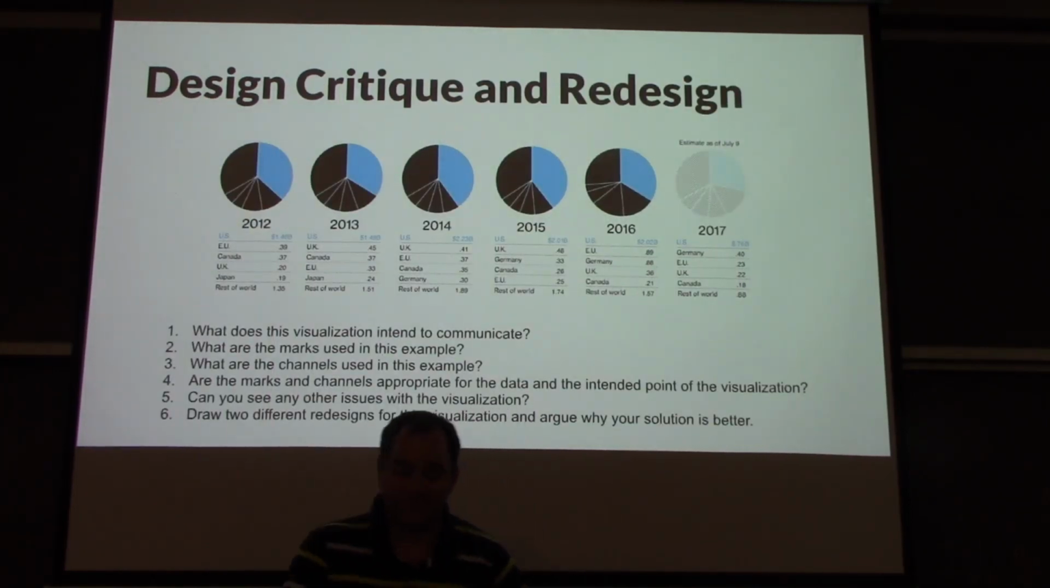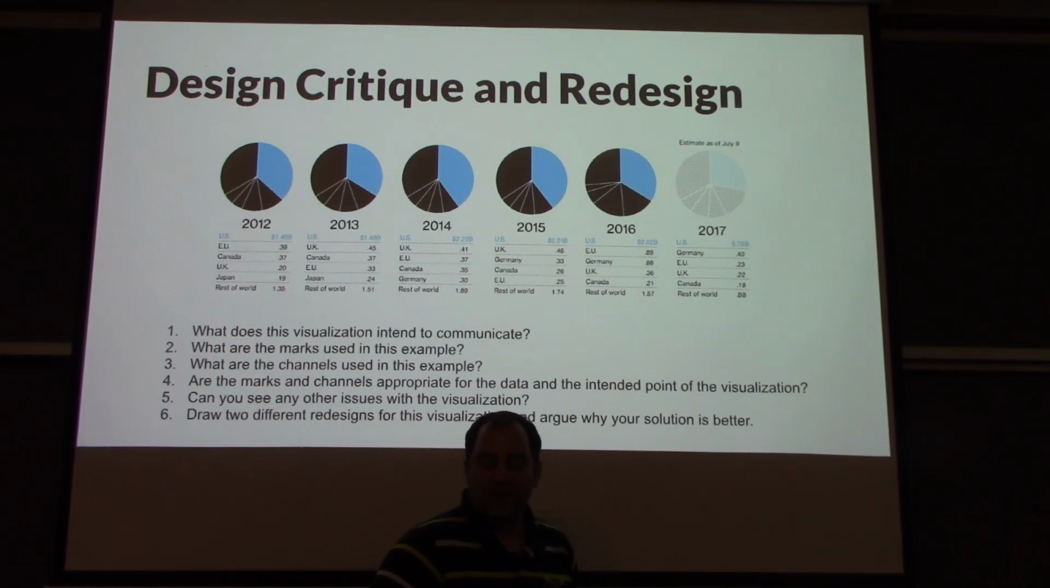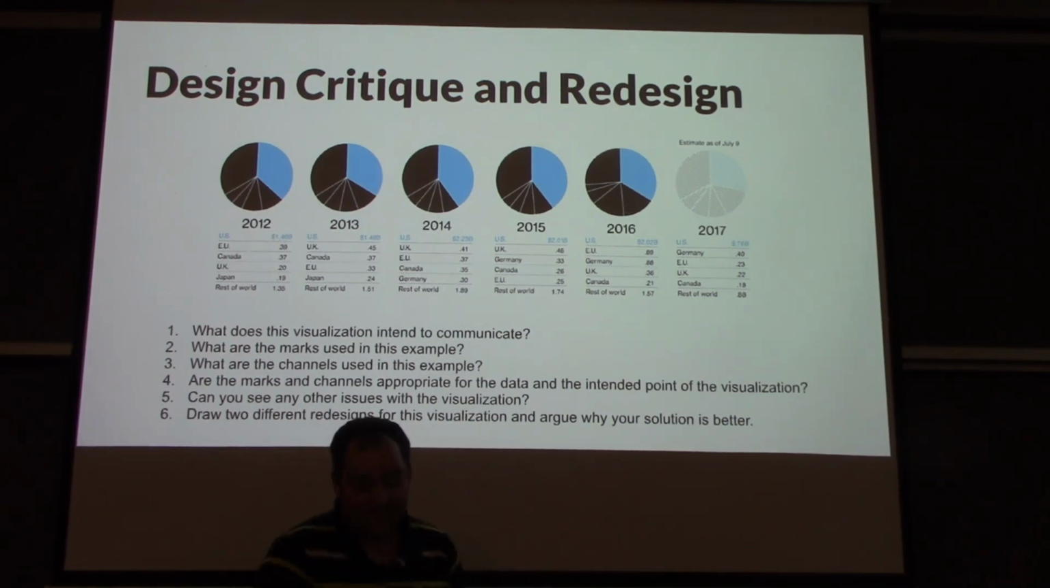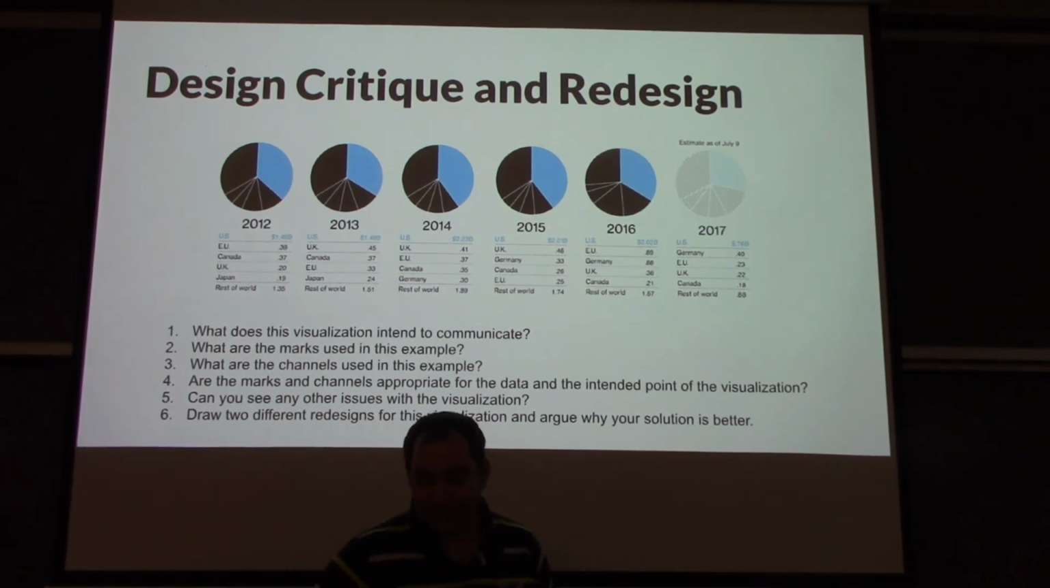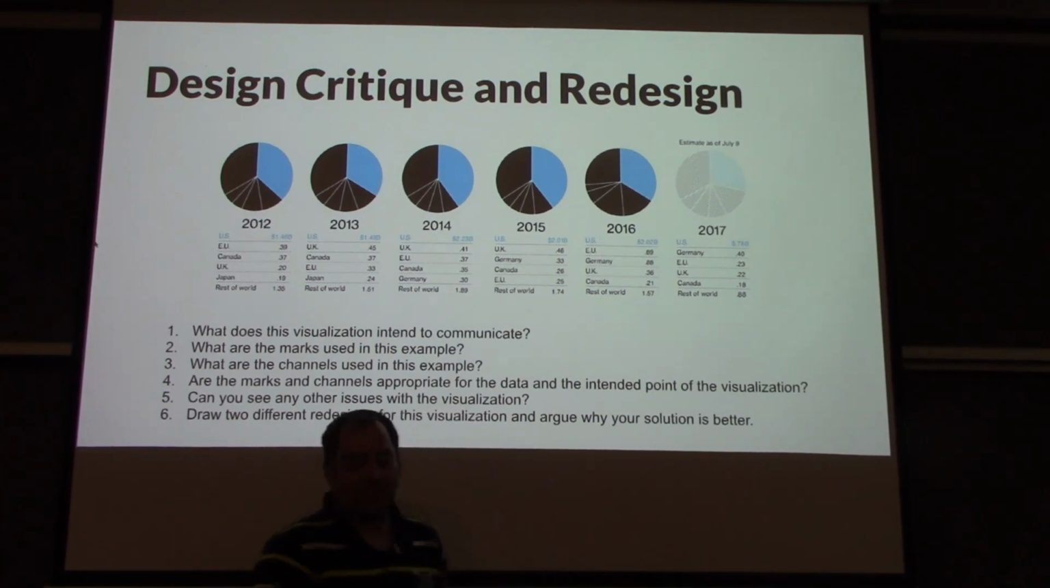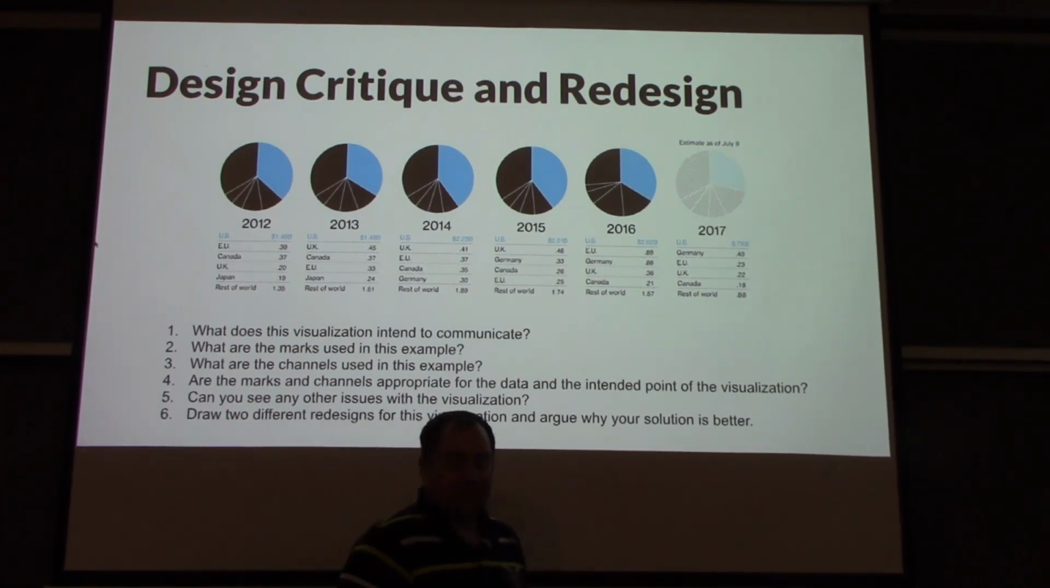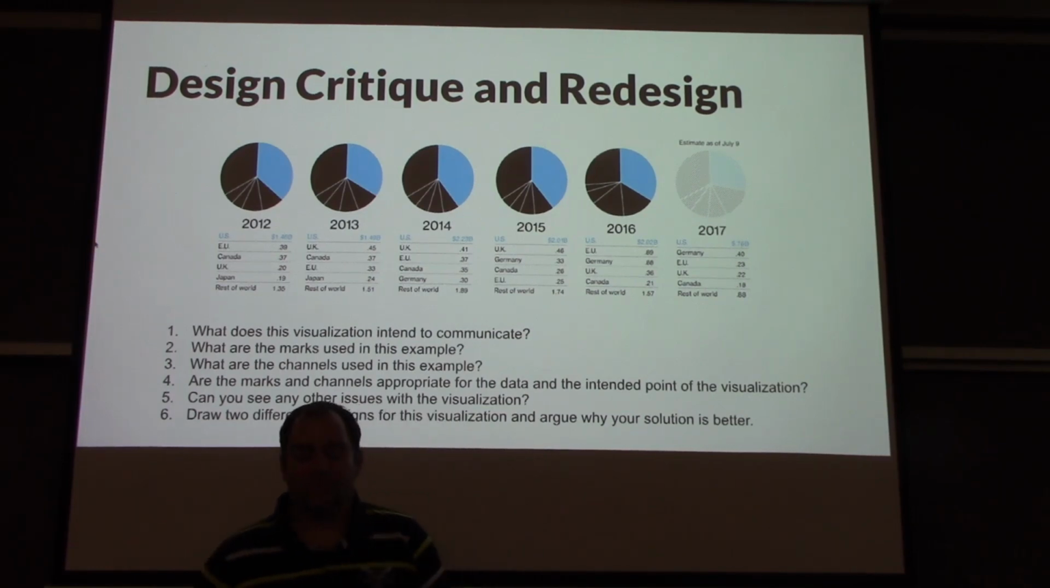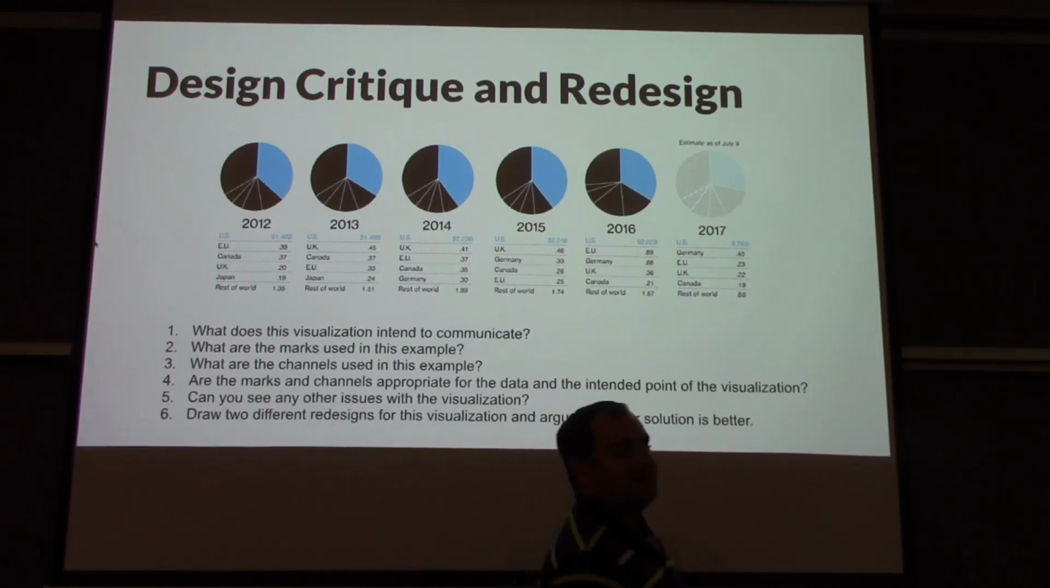And then the last question was this design critique and redesign question. So we had this chart of the aid paid by various countries over a couple of years. And so the questions here were the usual ones. So what is this chart? What do we see? What's the data in here?